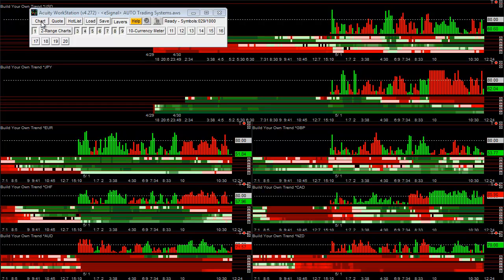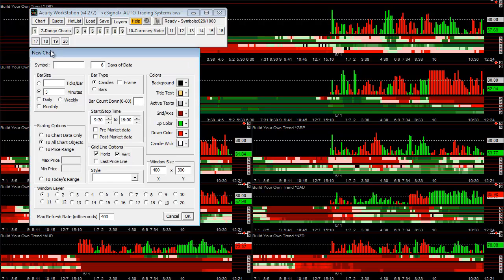So to bring up a range chart, click the chart button here. We'll put in EURAUD. Only put 2 days here because it has to go and get all the tick data.